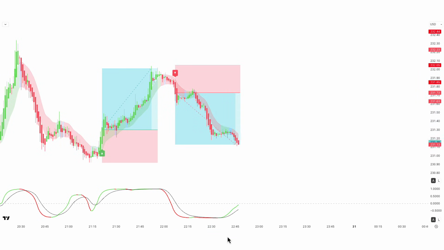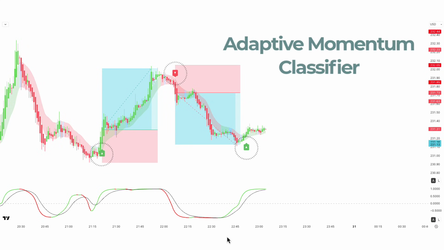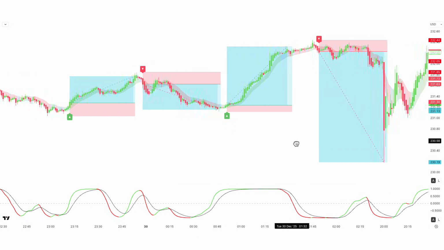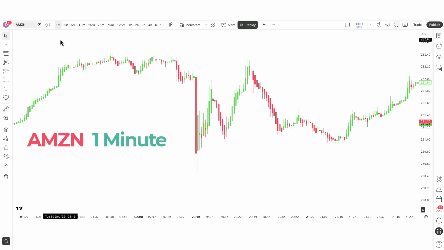First of all, let us know about trading tools. The sell and buy arrow indicator we see in the chart is called the Adaptive Momentum Classifier Indicator. Now we tell you how we want to trade. Let's start the video. We open the AMZN 1-minute chart.